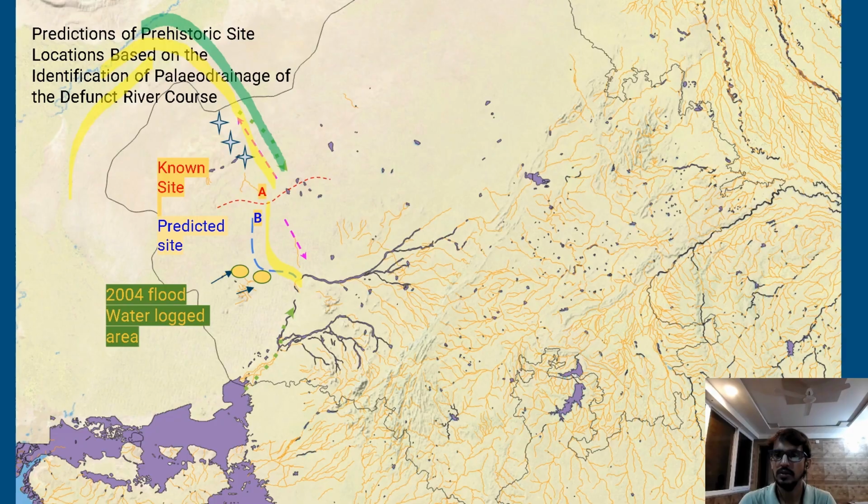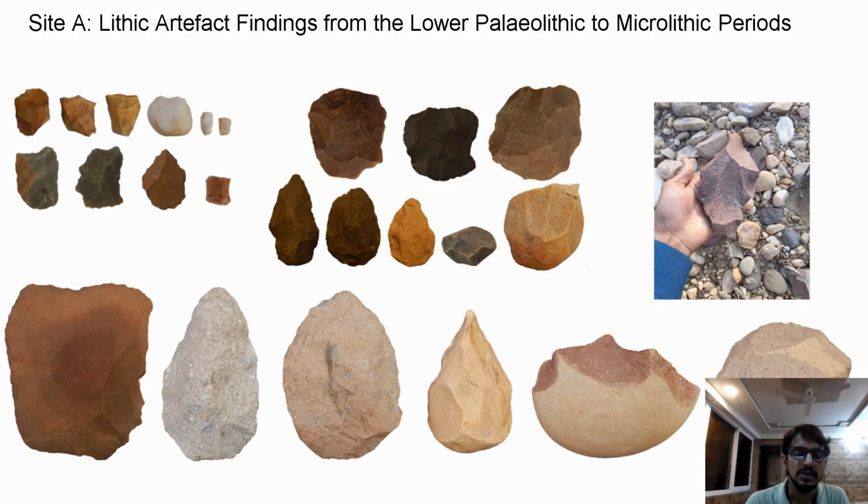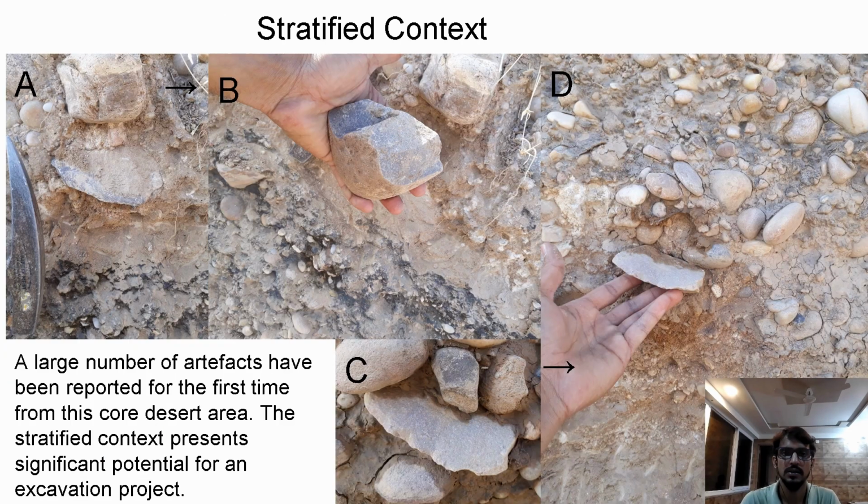So, yeah, these are the artifacts which we found from site A, including smaller microlithic size artifacts, Middle Paleolithic prepared cores, small bifaces and medium sized cores, and also Acheulean hand axes and all bigger size artifacts. So this is the first time we are having this many artifacts from the desert.